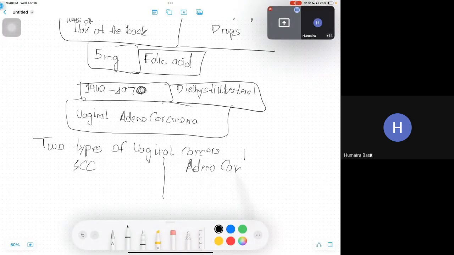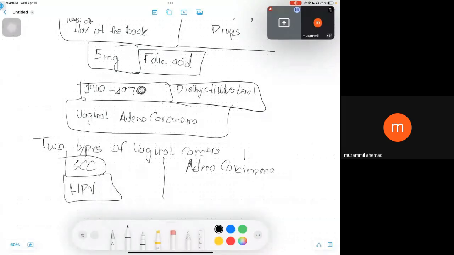And what is the most common cause of vaginal cancer? HPV. Yes, it's the squamous cell version and it's caused by HPV. But remember, guys, you have to see the question carefully. A lot of times, the NBME and the USMLEs are trying to trick you. So how will they trick you?